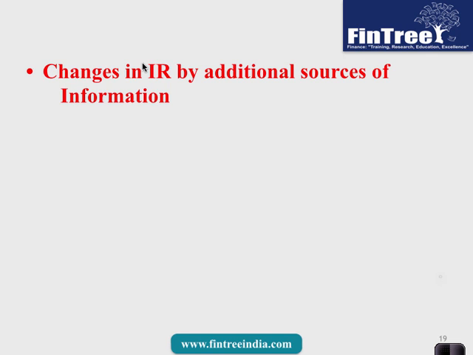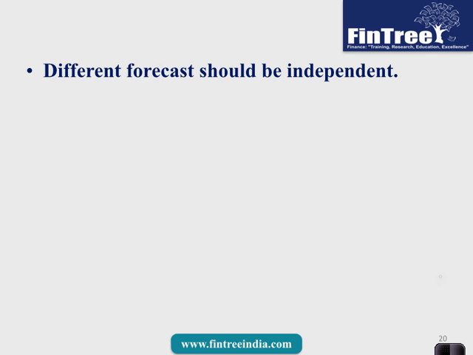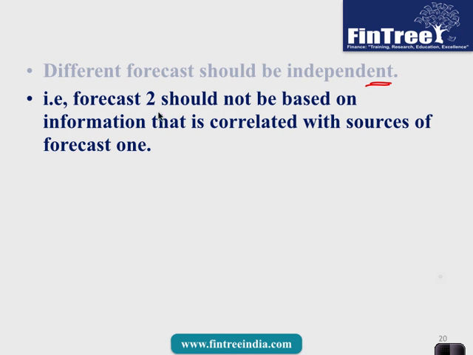Changes in IR by additional sources of information. This point we have discussed earlier. Different forecasts should be independent. That is, two forecasts should not be based on information that is correlated. So forecast 2 should not be based on the information which was correlated with forecast 1.